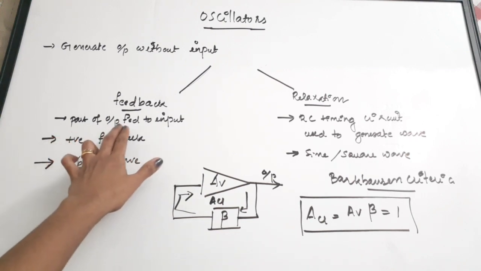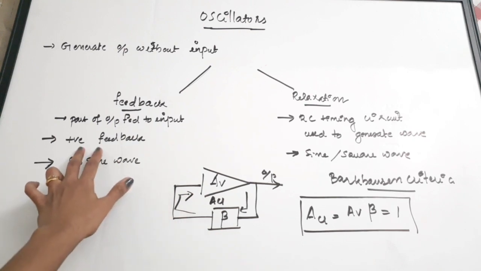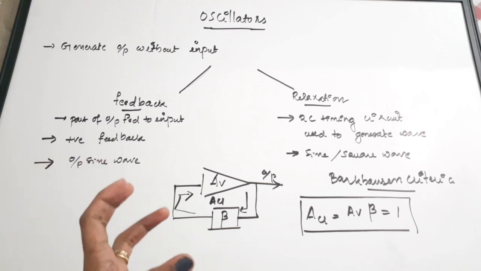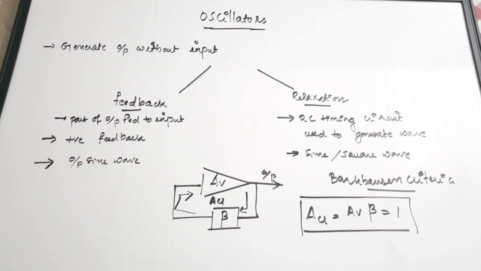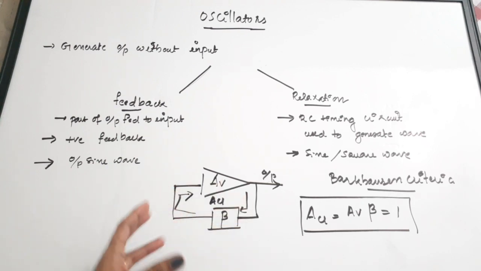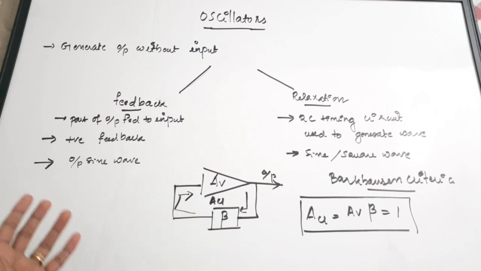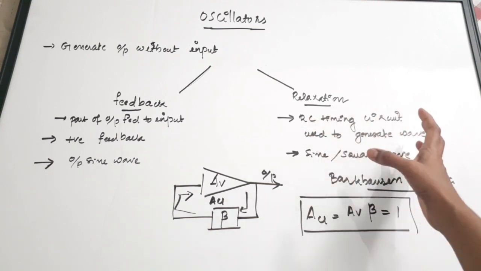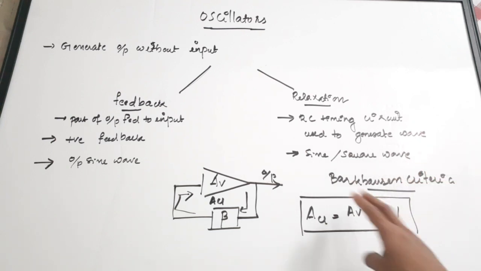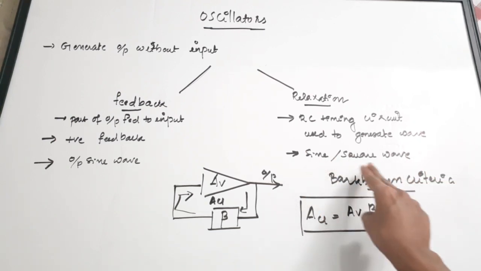So a part of the output is fed to the input, and we know that in oscillators we use positive feedback, and in amplifiers we generally use negative feedback. That is another important concept. So oscillators use positive feedback, and this circuit will be a positive feedback circuit. Most commonly, sine waves are generated as outputs. Then, in the case of a relaxation oscillator, there is no feedback. An RC timing circuit is used to generate a waveform. Here the outputs are generally square wave or sawtooth.